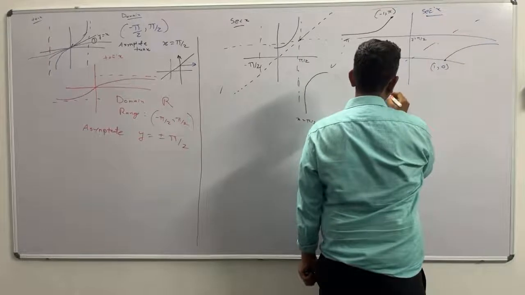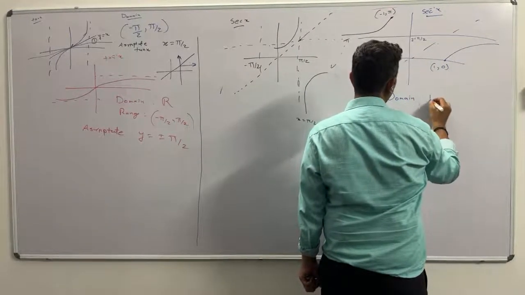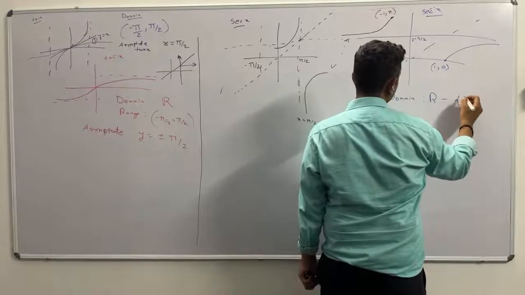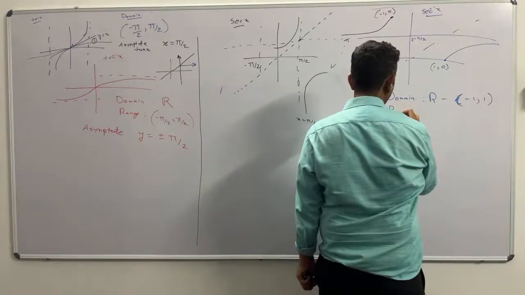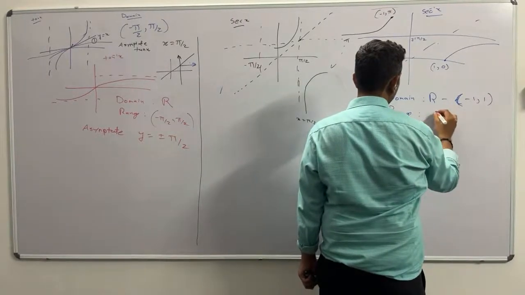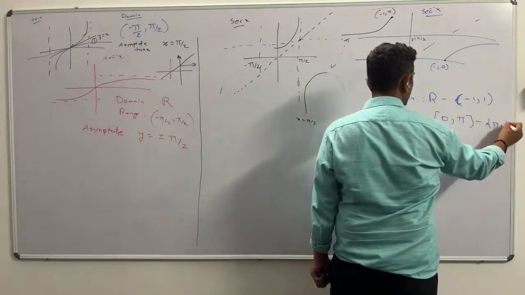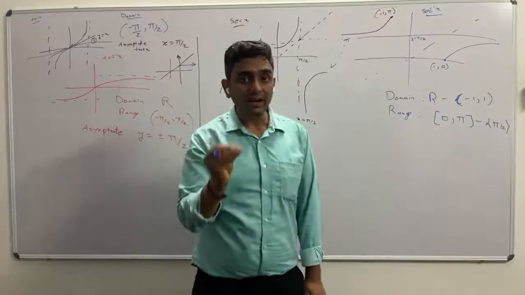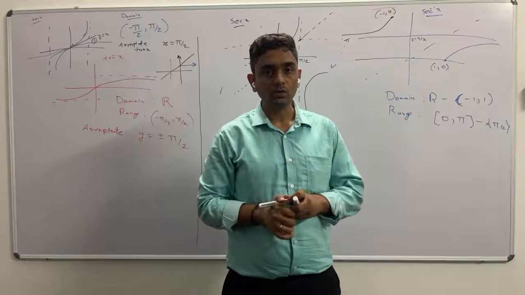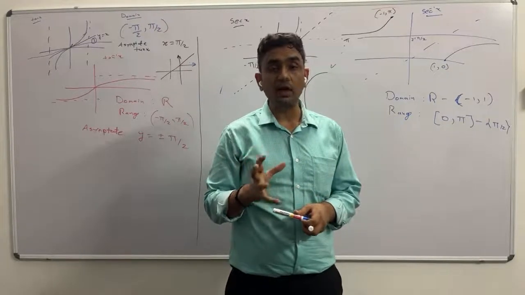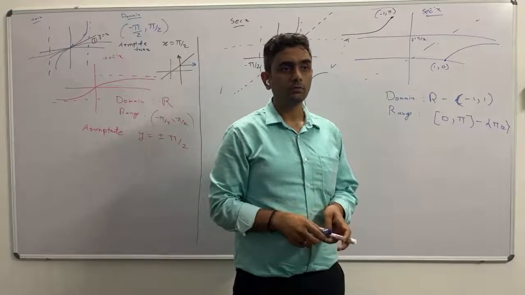Now if we talk about domain and range, domain will be R minus the open interval from minus 1 to 1, and range will be 0 to pi, excluding pi by 2. So guys, analyze the mirror, analyze the asymptotes, because if you do that, only then will clarity come. And once clarity comes, ITF will be the easiest chapter for you.